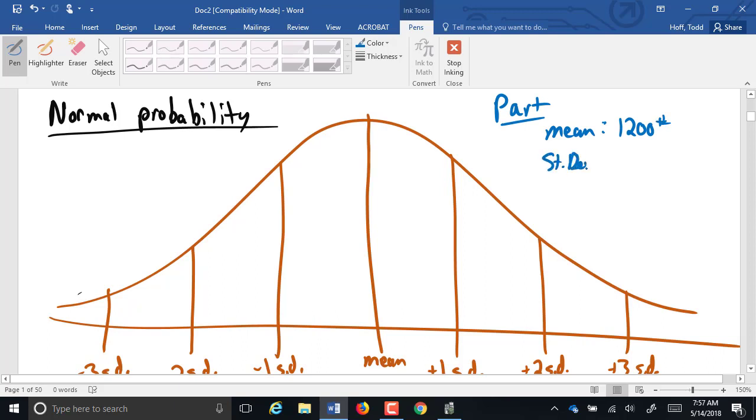And the standard deviation is 40 pounds before it breaks. What does that mean? Well, that means that when you test parts, not all of them are going to be right at 1,200 pounds. Some are going to be a little less, some are going to be a little bit more. That's what the standard deviation means.